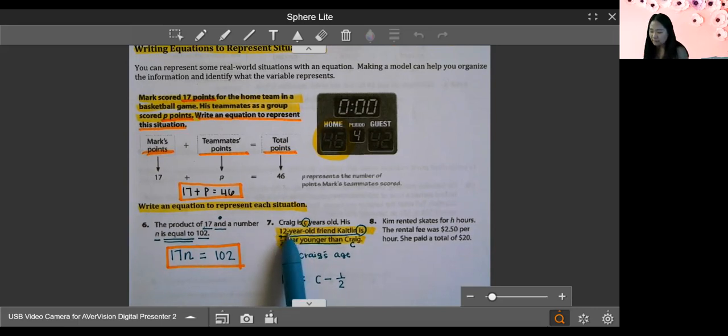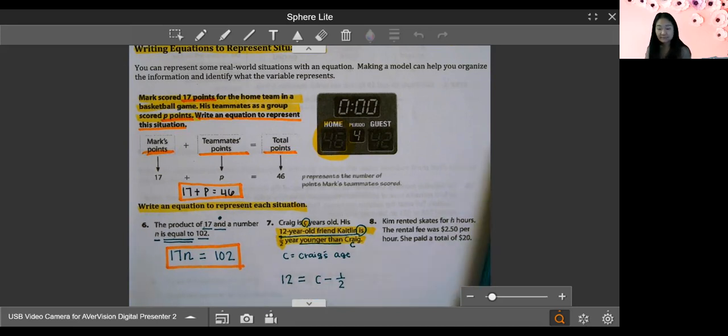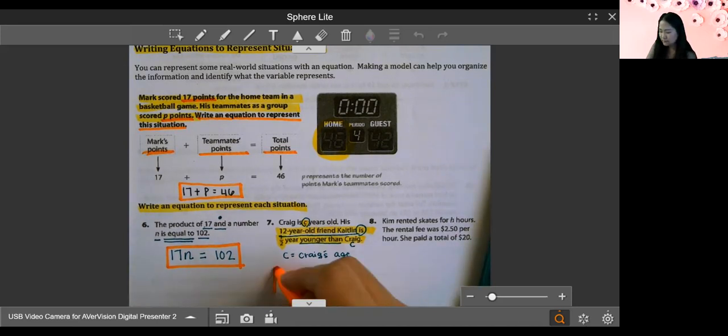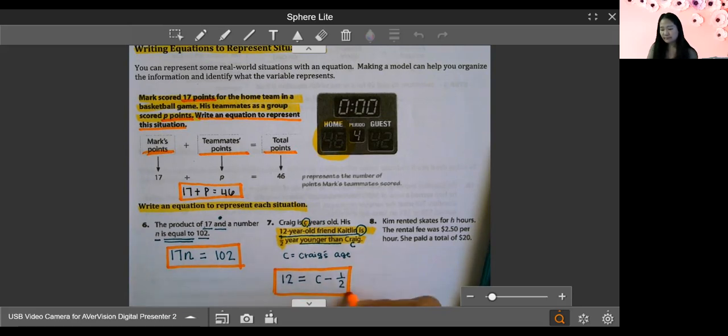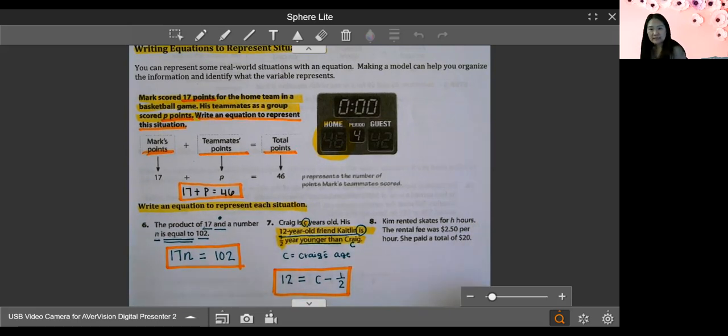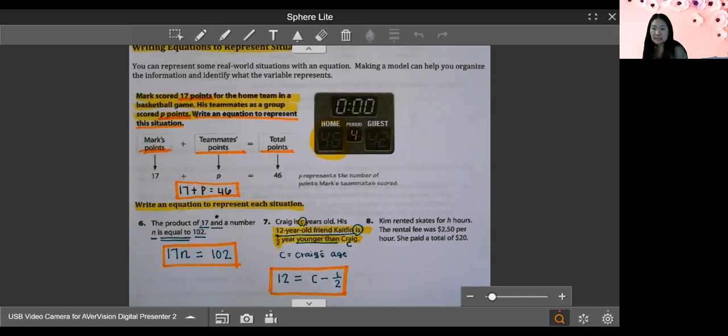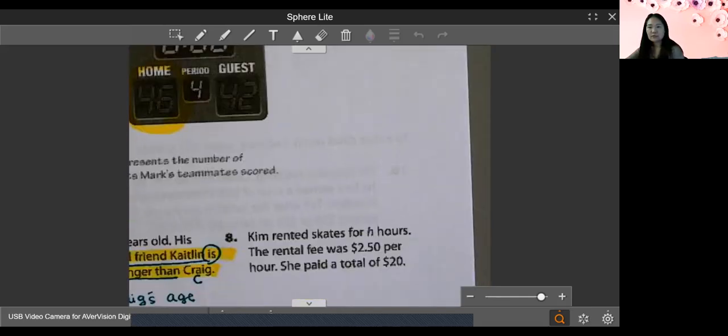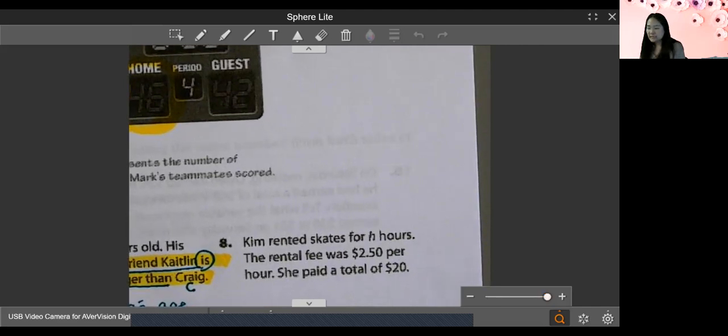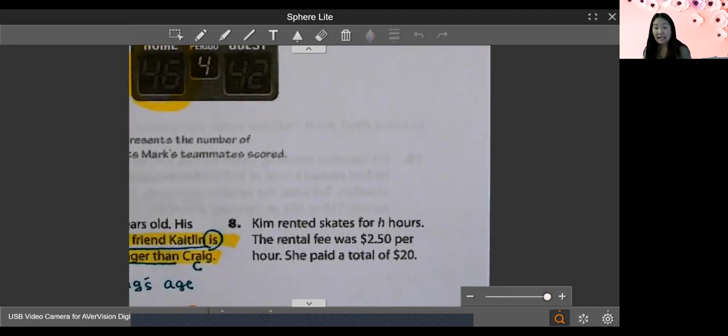12 is, so 12 equals half year younger than C. Okay, and that's it. That's the equation. Number 8, Kim rented skates for 8 hours. Sorry, I should have enlarged it before too. Kim rented skates for 8 hours.